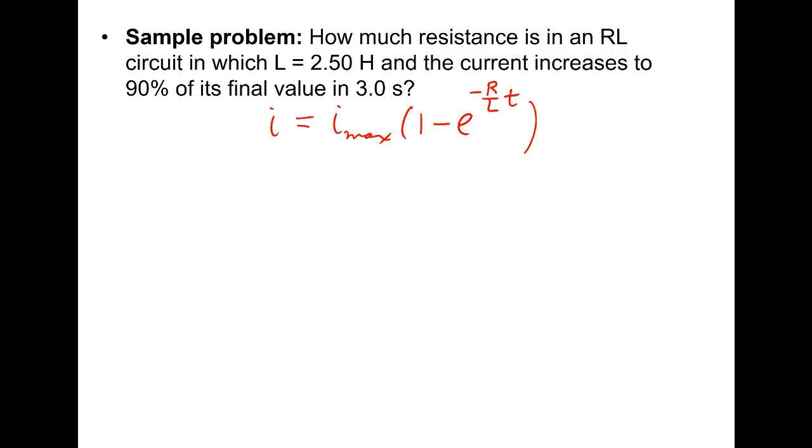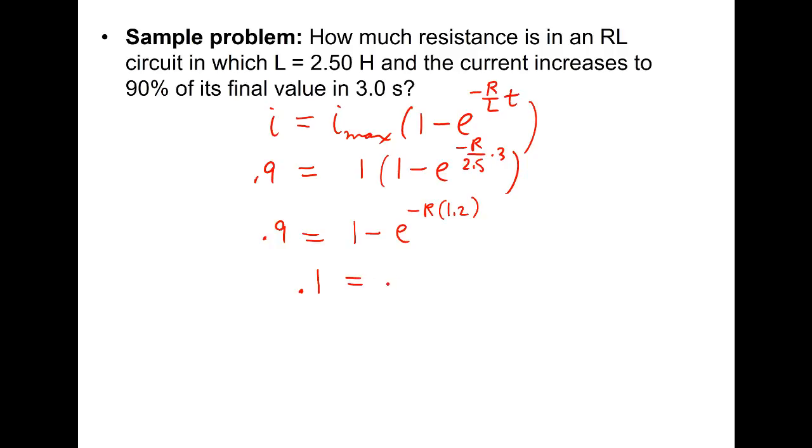And let's see here. We can then put in 0.9 is equal to 1 minus e to the minus R over 2.5 times 3. Okay? So 0.9 is equal to essentially 1 minus e to the negative R times 1.2. And we can solve that. So 0.1 is equal to e to the minus 1.2R, and you can solve that pretty easily to get R is equal to 1.92 ohms.